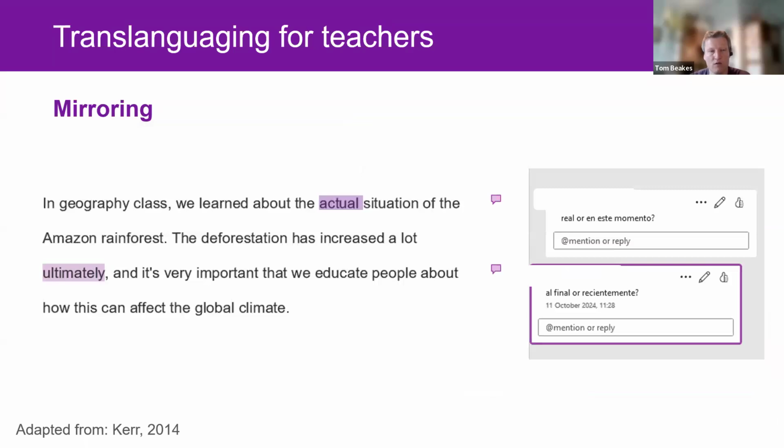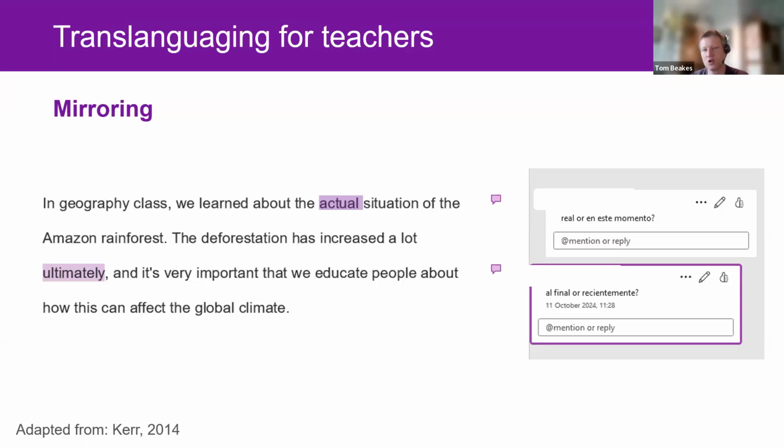And here's an example of mirroring. In this case, we've got a text written by a student. The student's home language is Spanish and the teacher shares that language. So the teacher has offered two possible own language translations for words they think are mistranslated. For the word actual, "we learned about the actual situation," the teacher's written real, which means like real, or en este momento, at this time, currently. Which of these senses are you trying to get across?